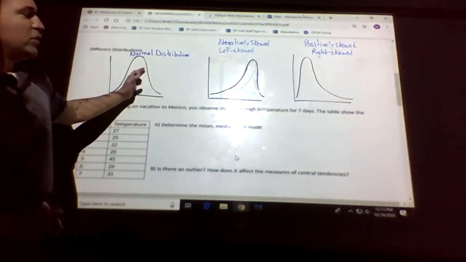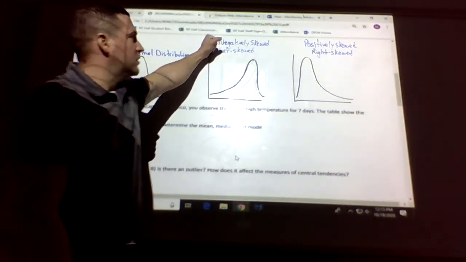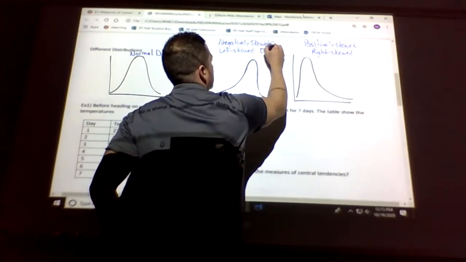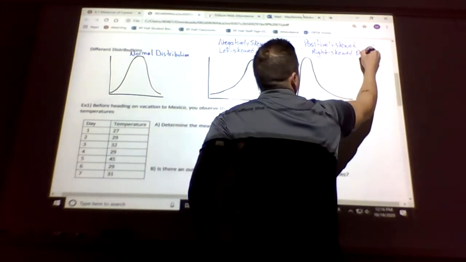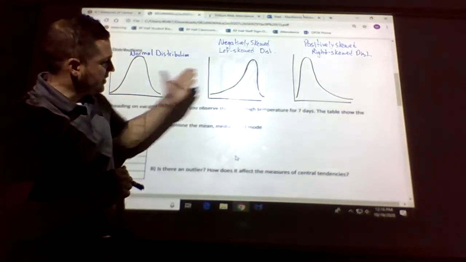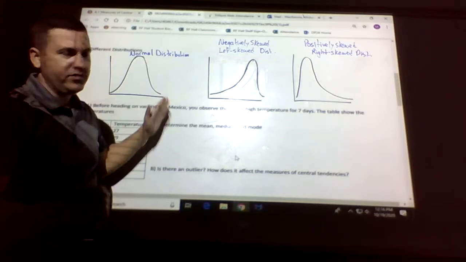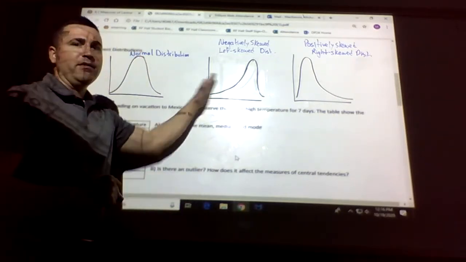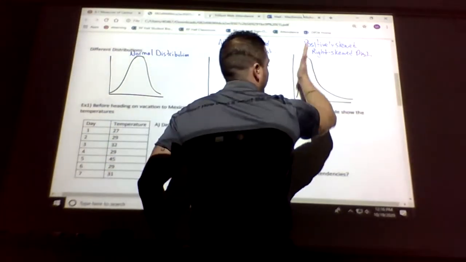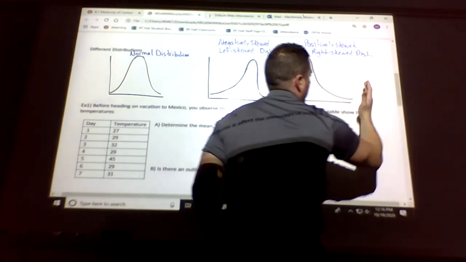Okay, so normal distribution, negatively skewed or left skewed distribution. We call it left skewed because the tail is on the left side, and anytime we go to the left, we're going negative. So, negatively skewed or left skewed. With this one, the tail is going to the right, so we have a positively skewed or right skewed.